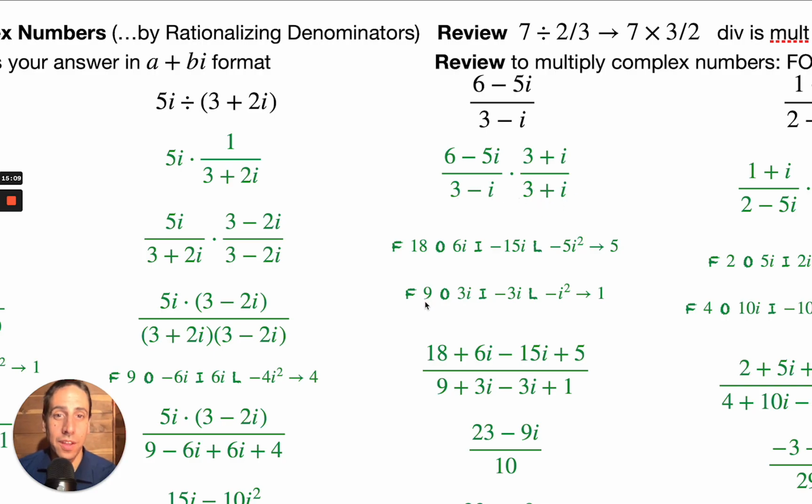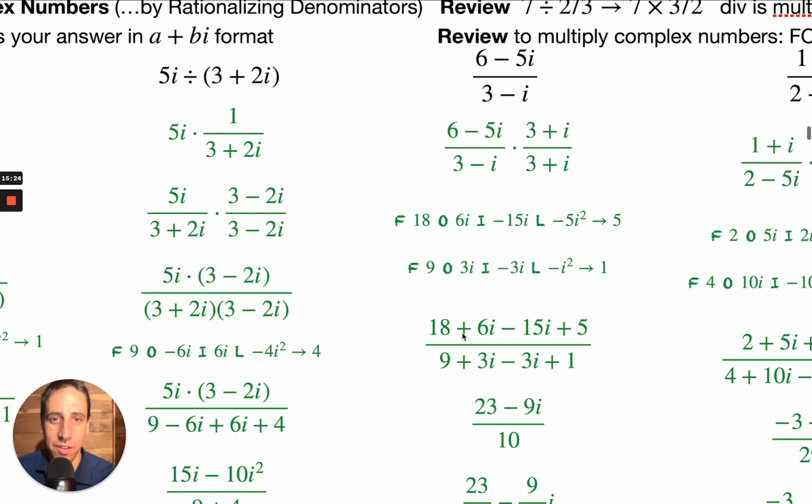Well, the first is 9, the outside is 3i, the inside is negative 3i, and the last is negative i squared. The i squared is equal to negative 1, so it's negative negative 1, which is just positive 1. I hope you're starting to see some patterns here, because it's the same basic process as you saw before.